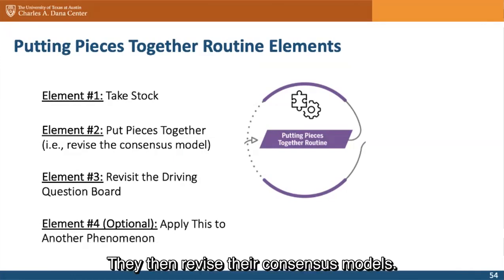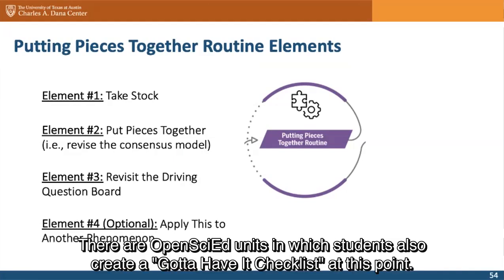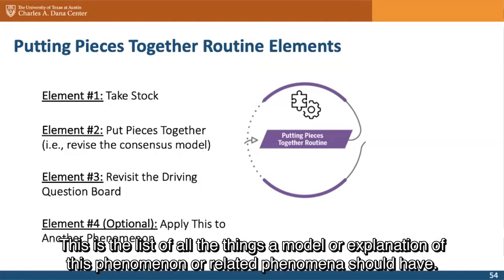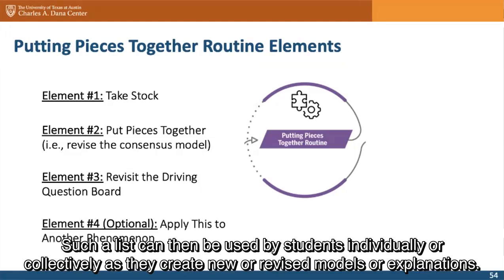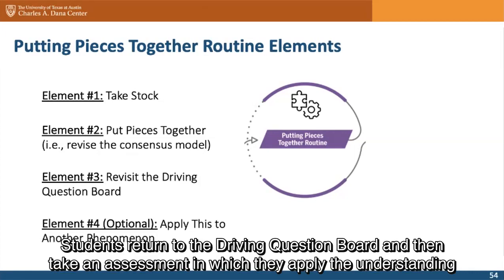They then revise their consensus models. There are open-sided units in which students also create a "gotta have it" checklist at this point. This is a list of all the things a model or explanation of this phenomenon or related phenomena should have. Such a list can then be used by students individually or collectively as they create new or revised models or explanations.